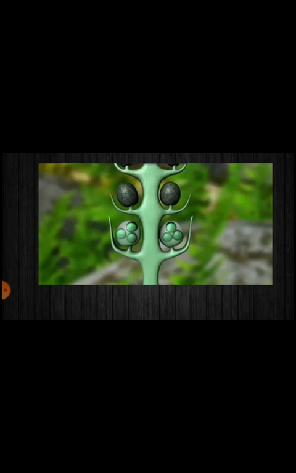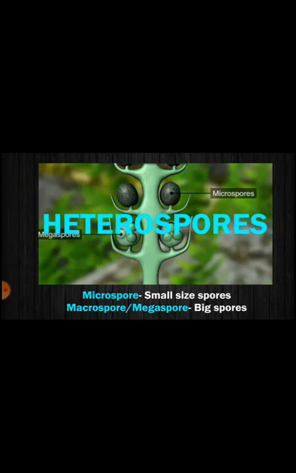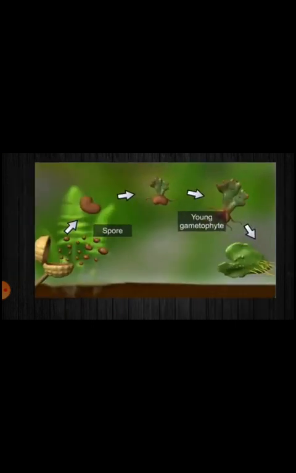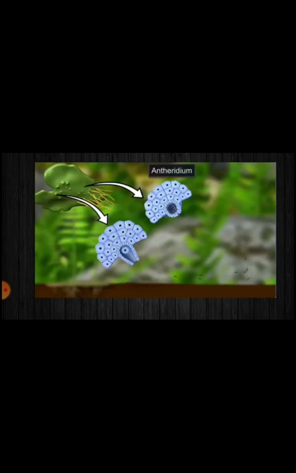But there are some sporophytes which produce different sized spores. These spores include both microspores and macrospores. Because of different size, these spores are also called heterospores. Spores give rise to the gametophyte. The gametophytic phase lasts for a very short period of time. After maturing, the gametophyte produces multicellular sex organs, antheridium which produces antherozoids, and archegonium which contains an egg.